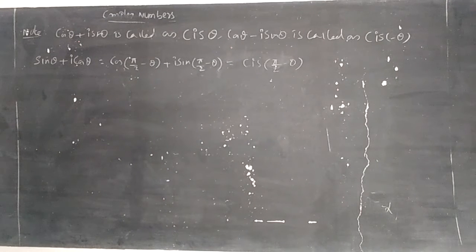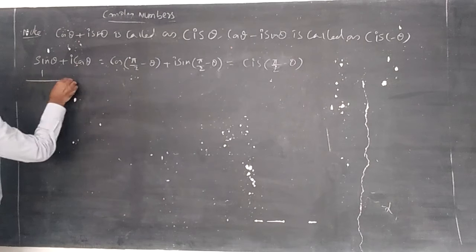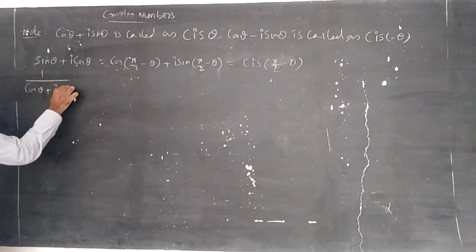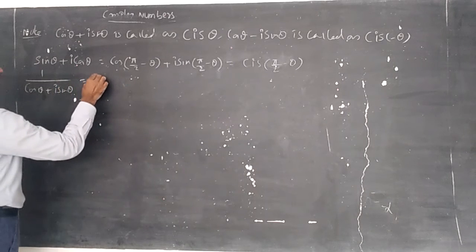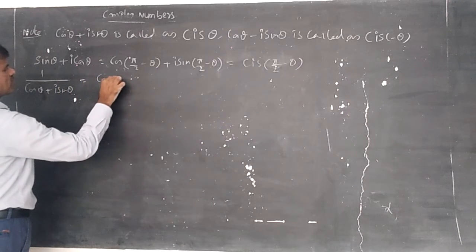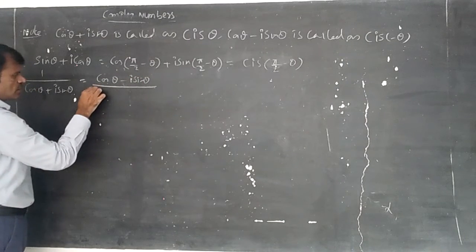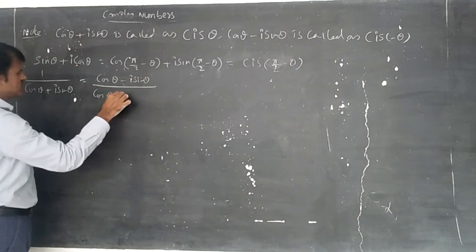Next one, 1 by cos theta plus i sin theta. Write the formula: 1 by cos theta plus i sin theta. So multiply with its conjugate complex number, cos theta minus i sin theta.